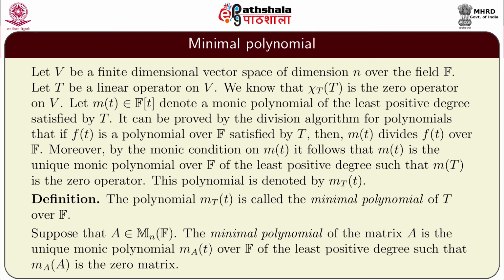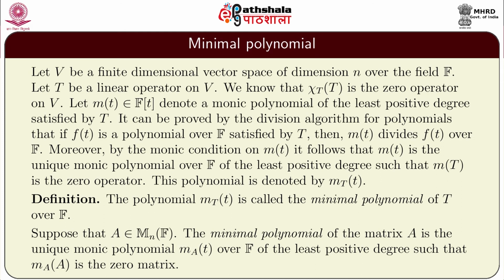But then if we evaluate this expression for the operator T, then we will see that r evaluated at the operator T becomes the 0 operator, but then the polynomial r(t) has to be the 0 polynomial, otherwise we will get a polynomial whose degree is smaller than the degree of m(t), which is of course not possible because m(t) is a monic polynomial of the least positive degree satisfied by T. Moreover, by the monic condition on m(t), it follows that m(t) is the unique monic polynomial over F of the least positive degree such that m of the operator T is the 0 operator.